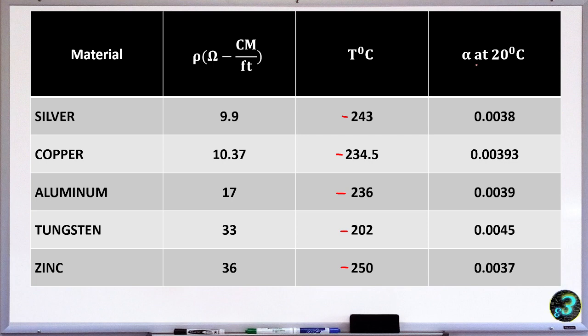Yung alpha or the temperature coefficient at 20 degrees is ito, 0.0038 per Celsius degree. Yan. So copper, ganun din. Then for aluminum, tungsten, at yung zinc. So dito makikita nyo dito, alin yung pinaka mababa yung resistivity. No, yung pinaka mababa yung resistivity, yan yung pinaka best conductor, which is for this group is silver. Yan.